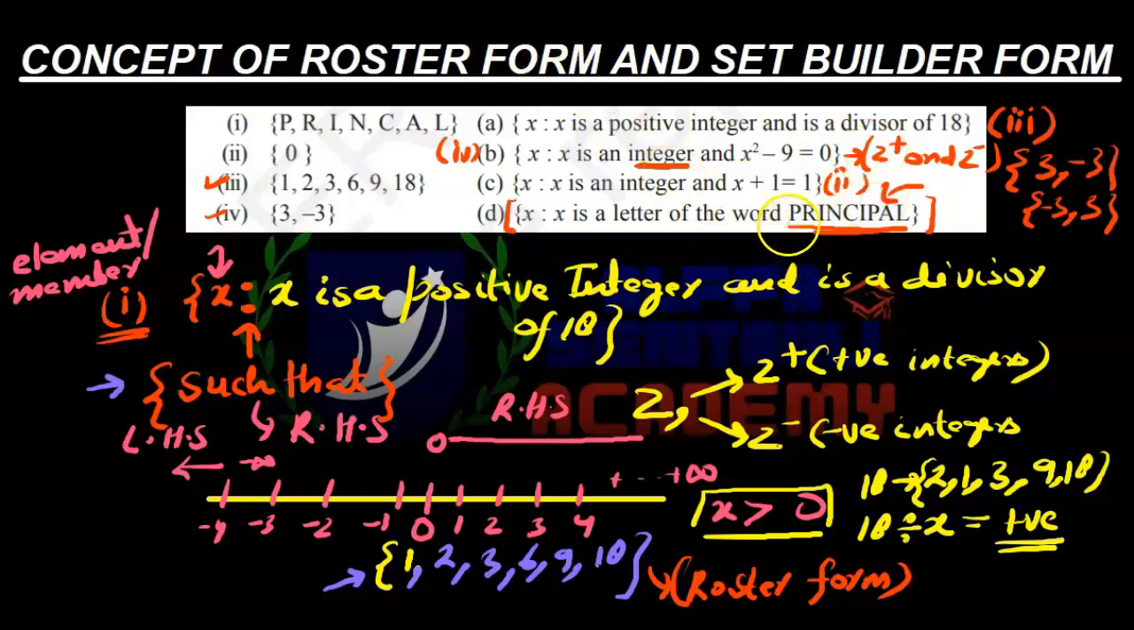Let me just keep it with a dash sign. P is repeating twice. I is also repeated twice. All other elements are repeating only once. So we will write P only once, R, I only once, C, A, L. Make sure that you are writing in the same order in which the question is given, so that I cannot write L and A in a zigzag way. I have to follow the direction of the arrow. The sense in which the question is given, we have to write the solution in the same sense.